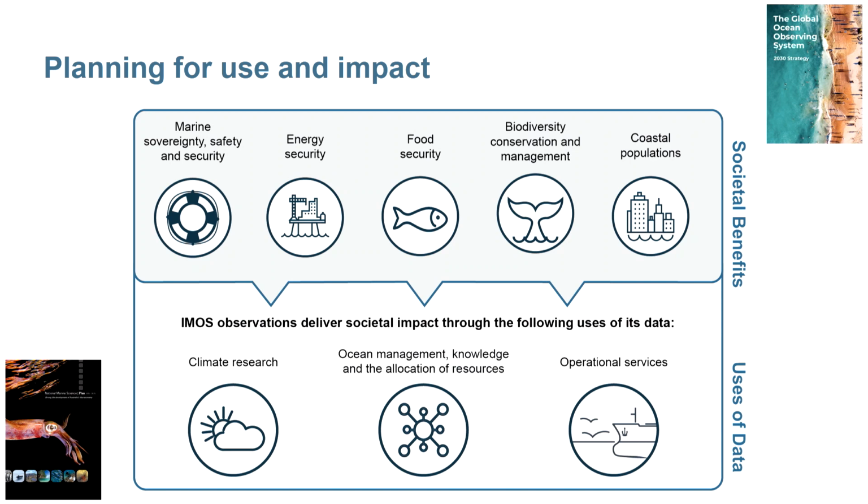So that's led us to these 5 societal benefit areas that we're focusing on, and 3 major thrusts of research, if you like, not just climate research, but certainly strong research around ocean management and to support operational services as well. And it's interesting that having taken ourselves through that analysis, it aligns quite well with both our National Marine Science Plan that we have in Australia, but also the new GOOS Strategy 2030. So we think we're on a pretty good path with that.